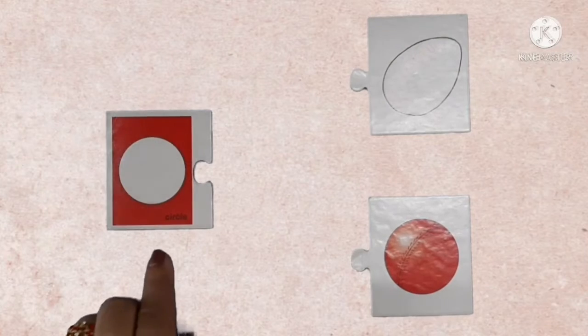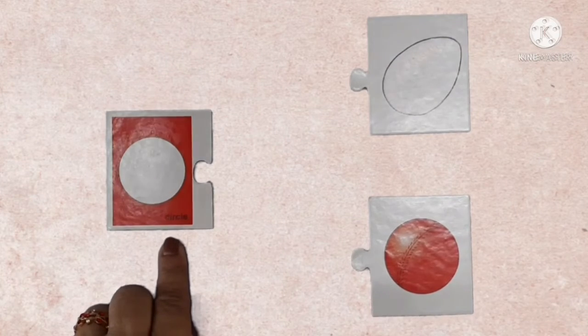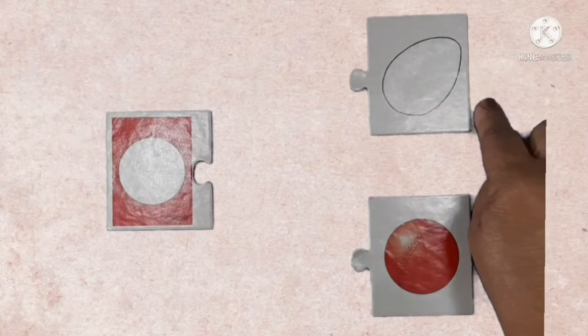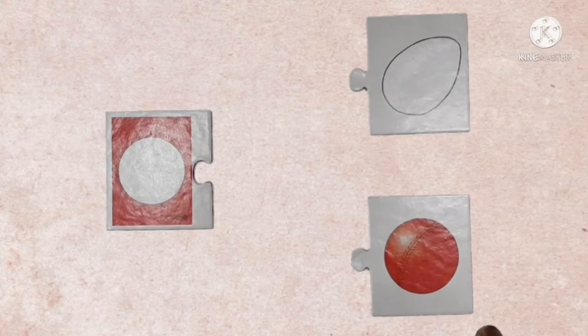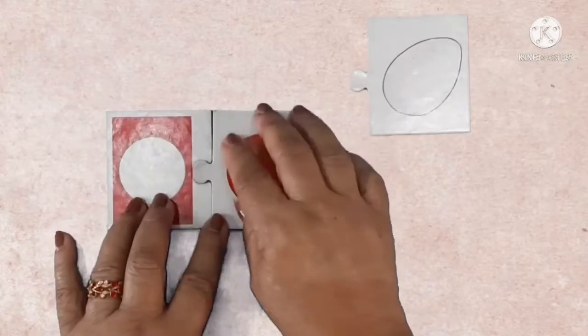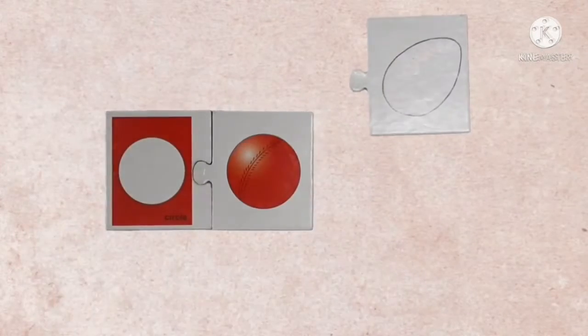Now, this next shape. What shape is this? Circle. Is this object a circle? No. What about this one? Yes. So let's fix it here. Good job, children.